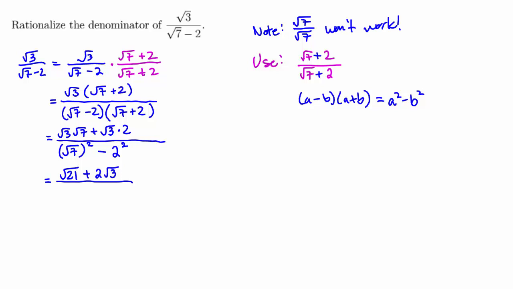Going down to the denominator, the square root of 7 squared is simply 7. And I'm subtracting 2 squared, so I have minus 4. So the denominator is 7 minus 4. My last step will be to turn that denominator into 3. So in the numerator, I'm going to have the square root of 21 plus 2 times the square root of 3. And in the denominator, I have 3.